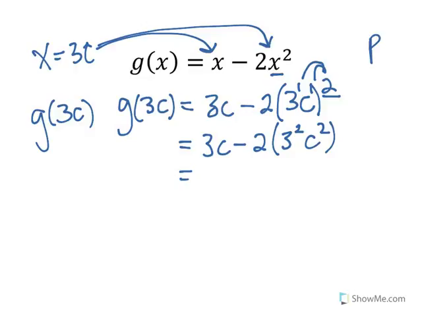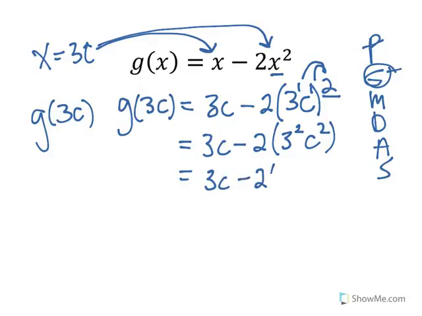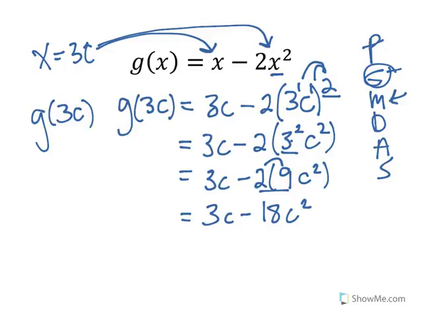Again, there's order of operations. There were only parentheses because of the exponent, so we start here. Now we still have an exponent, so we're going to rewrite this as 3c minus 2 times 3 times 3, which is 9c squared. Now we're moving on to multiplication, which in this case means we're going to go ahead and multiply 2 times 9. So we've got 3c minus 2 times 9, which is 18c squared.